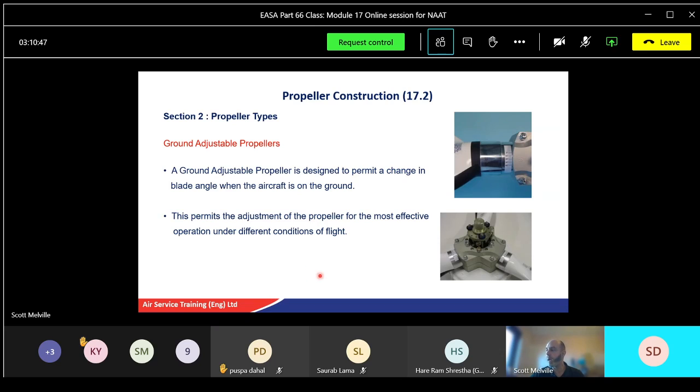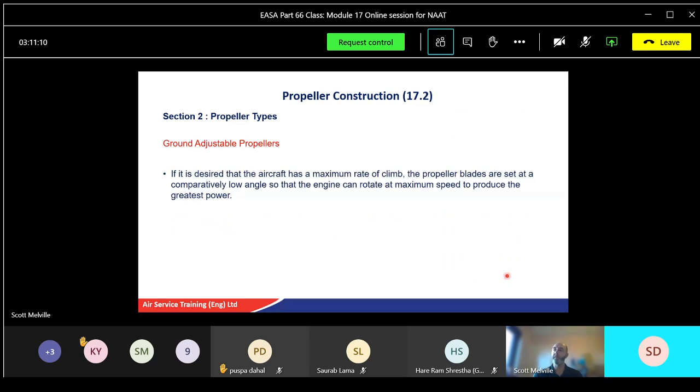And you can just see the mechanisms there. As you adjust one, these mechanisms will be interlocked, so as you adjust one blade, it will adjust the other blades as well. Again, this is a manually changed one. Ground adjustable. Again, people like yourselves, engineers, will adjust them, and the pilots. If they're private pilots, they can adjust them as well.